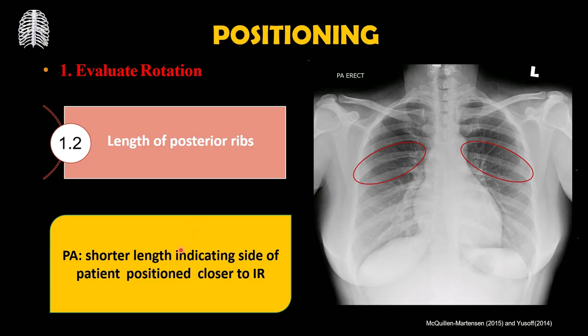In PA of the chest, shorter length of the posterior ribs indicates the side of the patient's position closer to the IR. For example, if the left posterior ribs are shorter than the right, the patient was rotated to the left. Hence, how to improve if this happened? We need to rotate the patient's body to the right until the MSP is perpendicular to the IR.